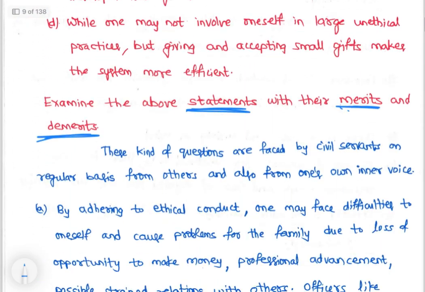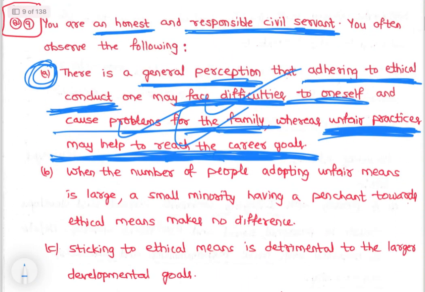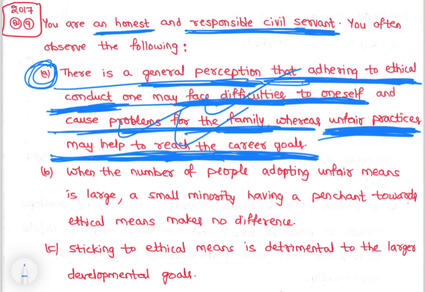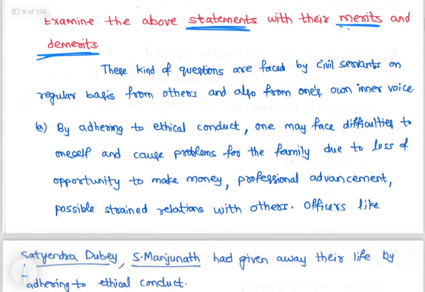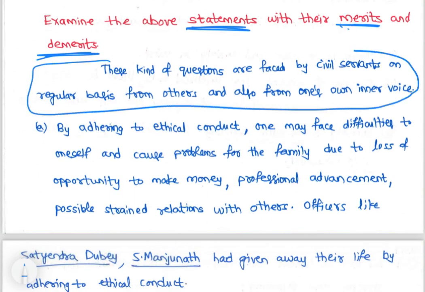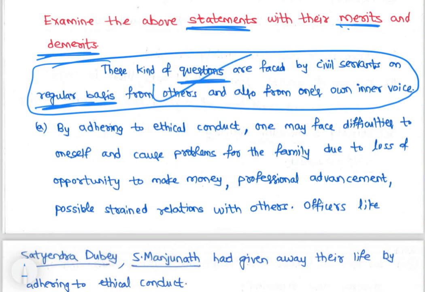लेट्स सी क्वेश्चन इज व्हाट. ठीक है, देयर इज जनरल परसेप्शन दैट एडहेरिंग टू एथिकल कंडक्ट वन मे फेस डिफिकल्टीज टू वनसेल्फ एंड कॉज प्रॉब्लम्स टू फैमिली. भाई ये भी सही बात है. अब वो सही है कैसे? भाई मेरिट्स इन द स्टेटमेंट वी आर डिस्कसिंग. सी फर्स्ट इंट्रोडक्शन, देखो इंट्रोडक्शन 2 लाइन में. ठीक है, these kind of questions are faced by civil servants on regular basis from others and also from one's own inner voice, right? दूसरे लोगों से भी सुनेंगे और खुद का इनर वॉइस से भी सुनेंगे.